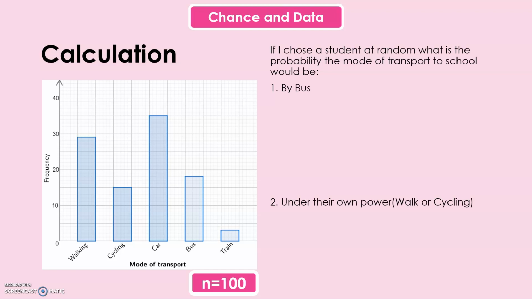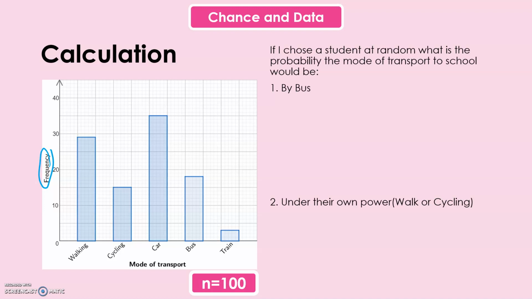So this is a distribution of 100 students and the mode of transport they use to get to school. So the question we've got is, if I chose a student at random, what is the probability the mode of transport to school would be by bus? So we'll notice that this distribution is slightly different, that it's frequency rather than probability. Now you have a choice.